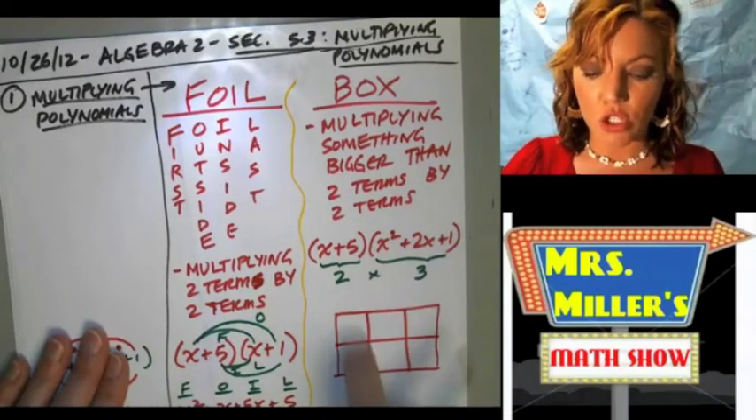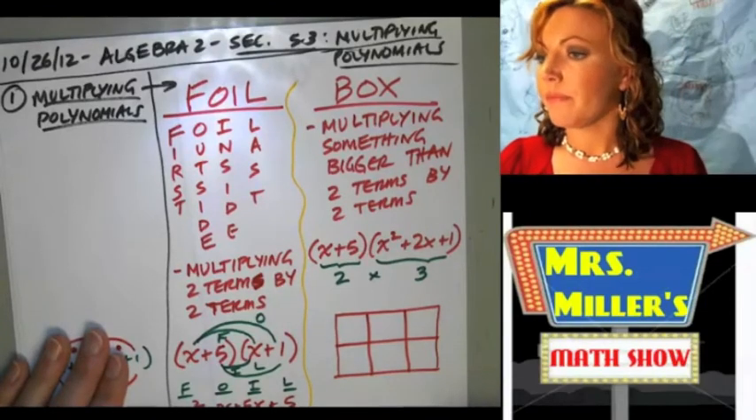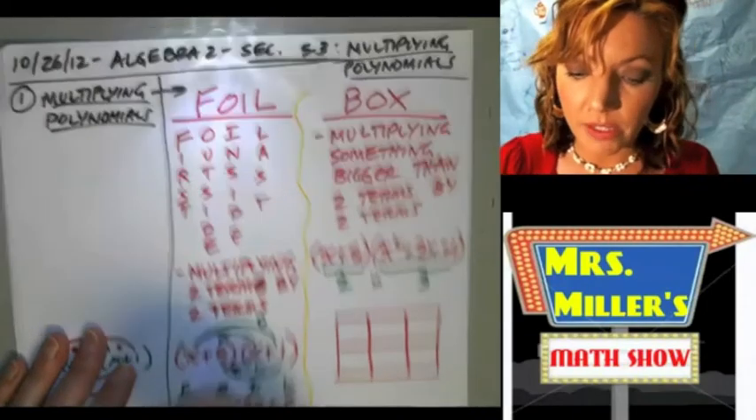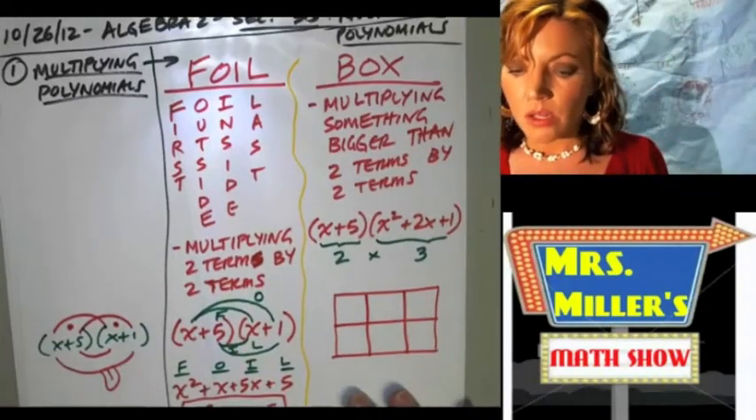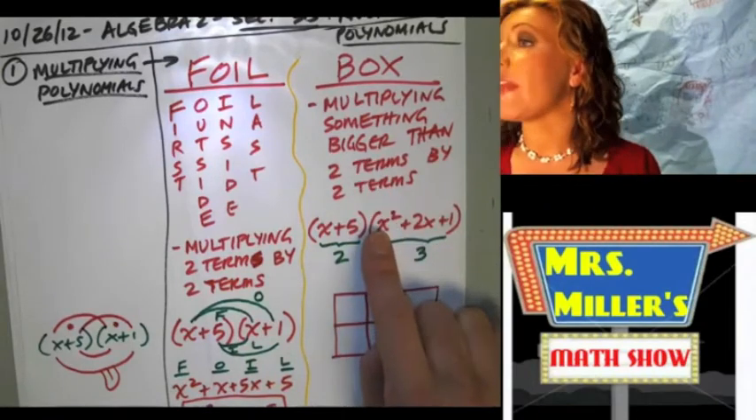So does that make sense? 2 by 3? Yeah. Okay. Yes, Tyler. Do you mean to write 2 terms by 3 terms? You want me to write the word terms on there? No, because you put 2 terms by 2 terms. Right here. It says something bigger than 2 by 2. Okay. Bigger than that. That's all.